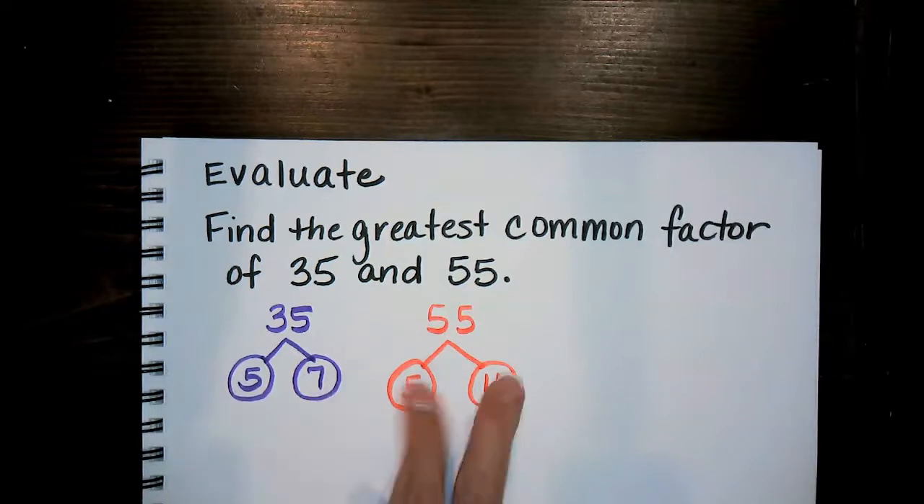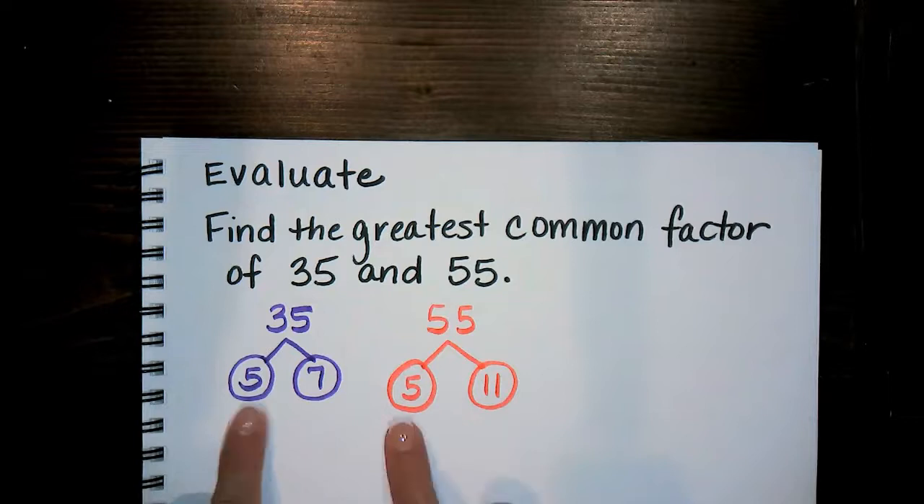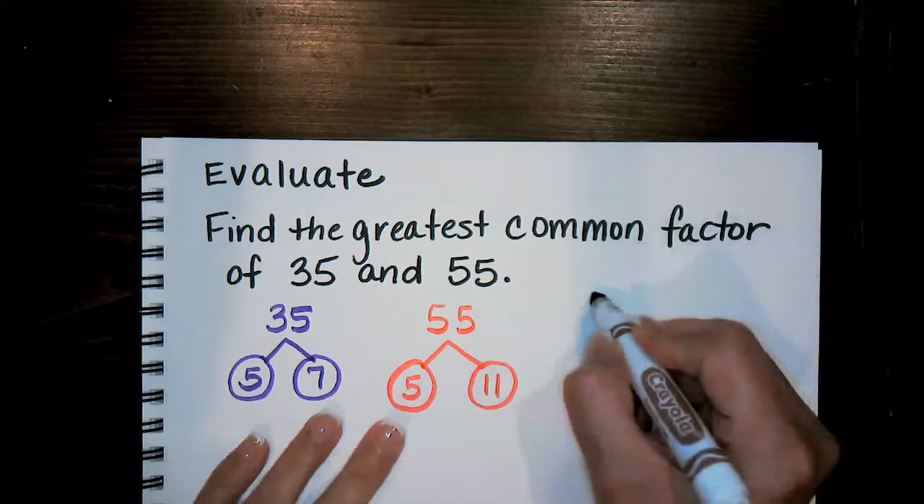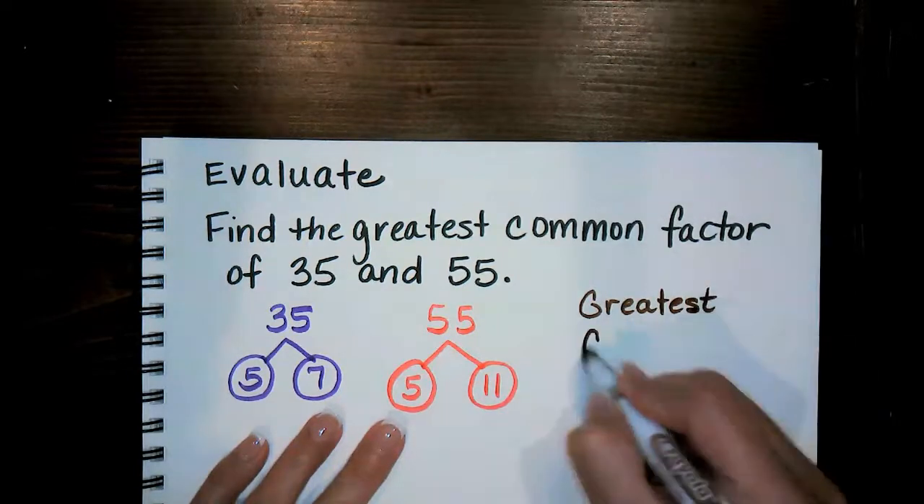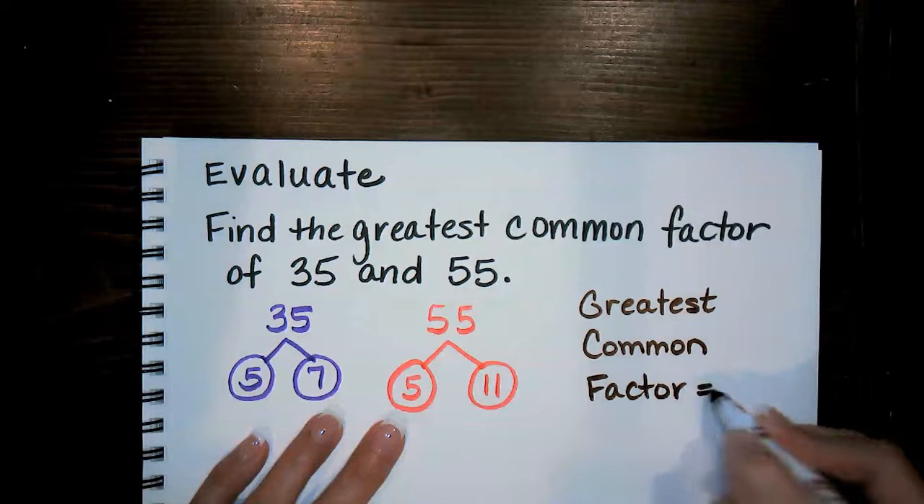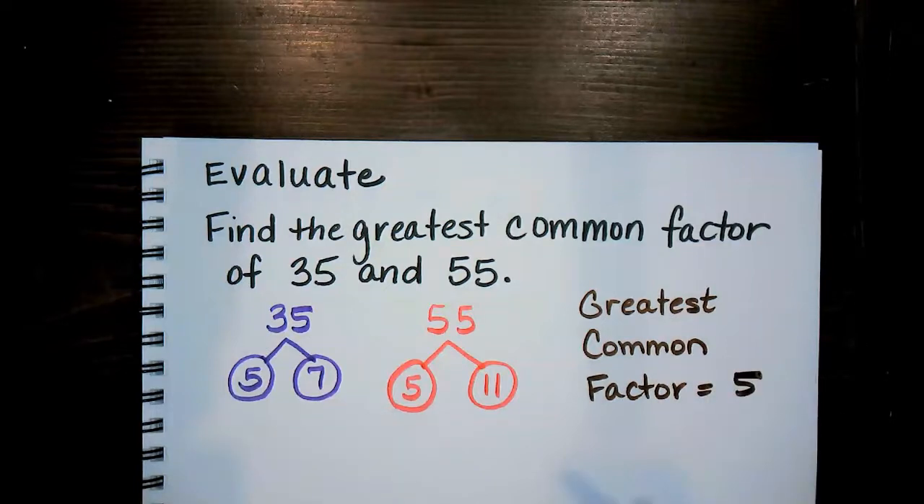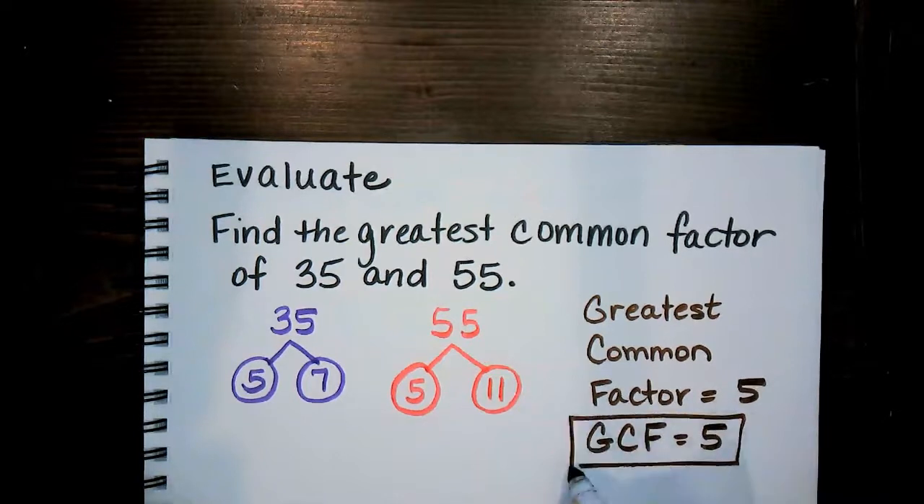Once you get circles at the end of your branches here, you want to look at them together and ask yourselves, what do they have in common? I hope your eye is drawn to that 5 there. This is our common factor, our greatest common factor. It's what they have in common. Our greatest common factor for these two numbers is 5. Now you're going to see this sometimes abbreviated as GCF, but for 35 and 55, that is 5.